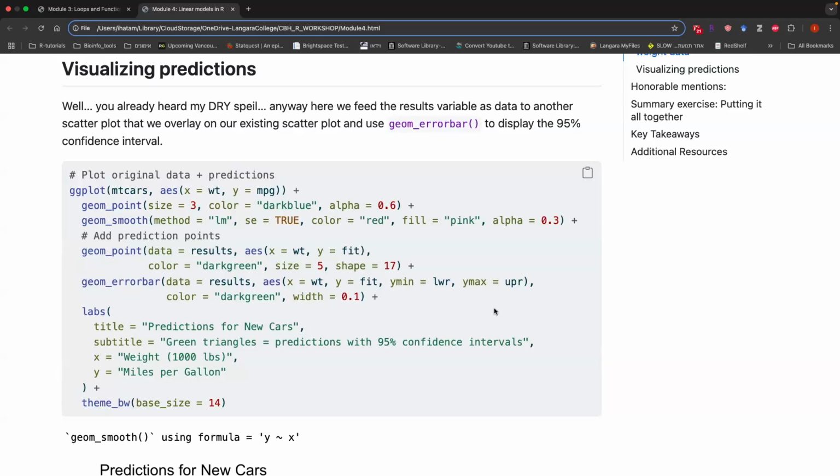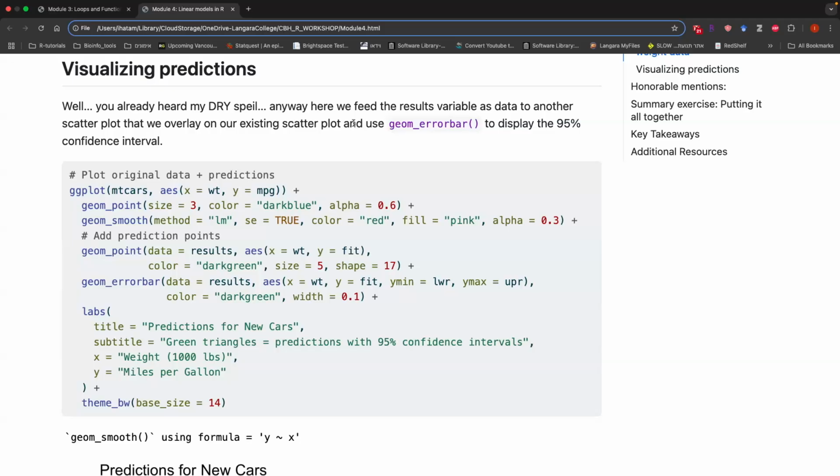Okay, so here what we're going to do is feed the results variable as data to another scatter plot. We already have our scatter plot, so we're going to use another scatter plot, but we're going to use our second data. So this is a great example. You guys asked me earlier in the workshop, why do I have to specify my data here and not in the geom? Now you're going to see why we have to specify the data in ggplot and not in the geom. So we're going to have data that will feed to another scatter plot. That's our prediction data. And we're also going to use geom error bars to display the confidence intervals.